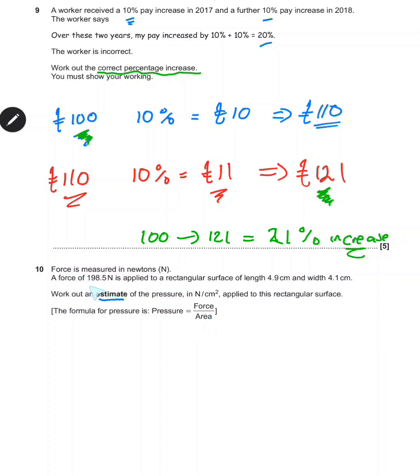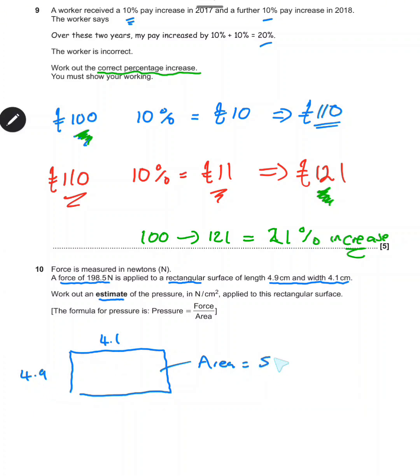Question 10, we've got some estimation to do, and we're looking to do pressure, and pressure is force divided by area. Now we're told the force. What we're not told is the area. All we've got is a rectangle, which is 4.9 by 4.1. So I'm going to draw that rectangle out and put those measurements in place, 4.9 and 4.1, and we need the area of this. And we might be panicking because this is a non-calculator paper, but remember, this is an estimate. So we're going to do not 4.9 times 4.1, 5 multiplied by 4. Just make that nice and easy for yourself. And 5 4s are 20, and that would be centimetres squared.